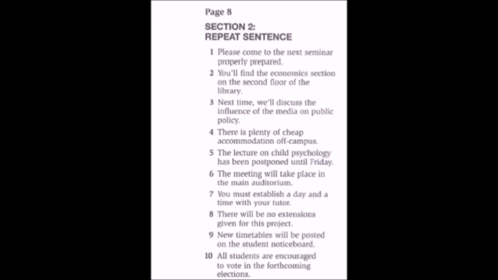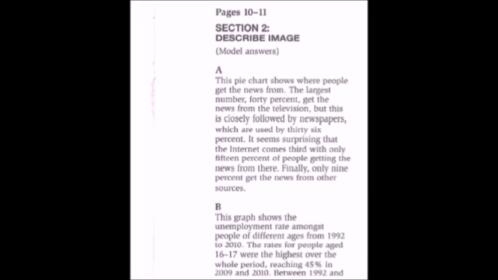Image B. This graph shows the unemployment rate amongst people of different ages from 1992 to 2010. The rates for people aged 16 to 17 were the highest over the whole period, reaching 45% in 2009 and 2010. Between 1992 and 1995, the unemployment level for those aged 18 to 20 was about 25%, then dropped below 20% until 2008, when they continued to rise, reaching 27 to 28% in 2010.